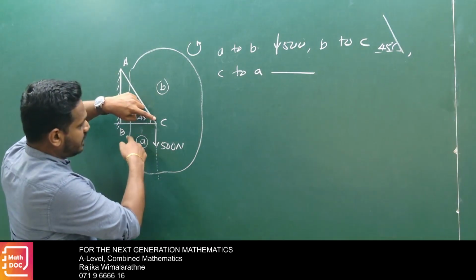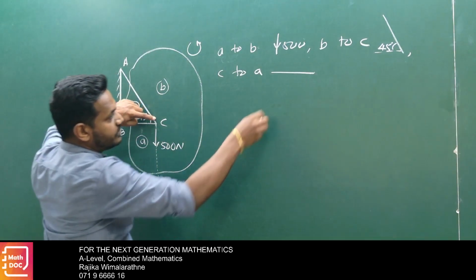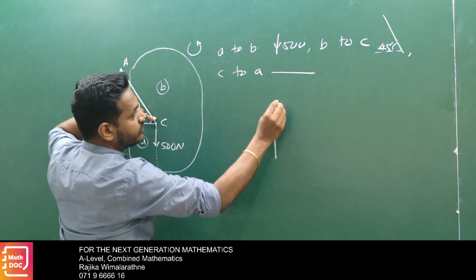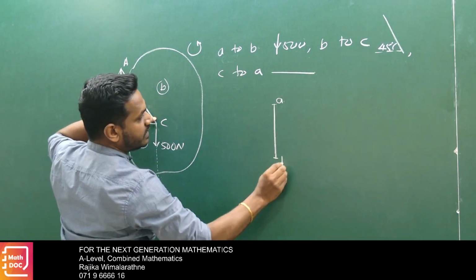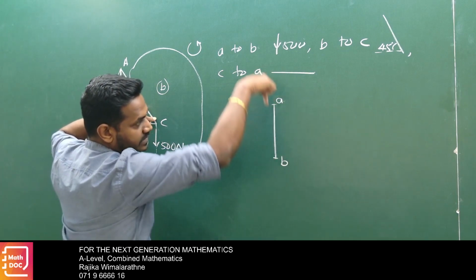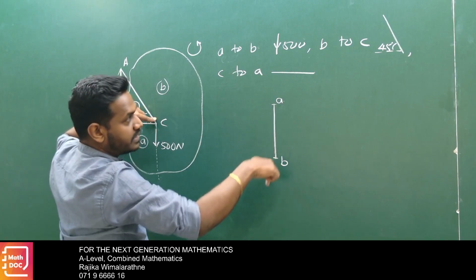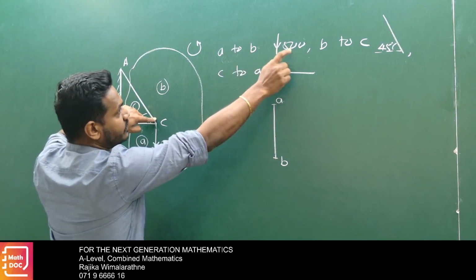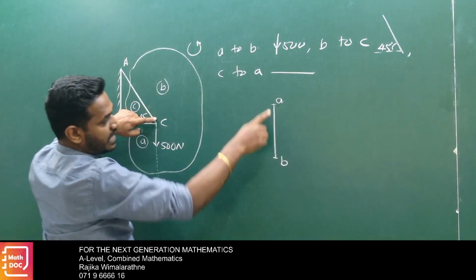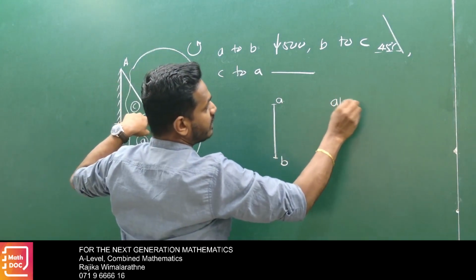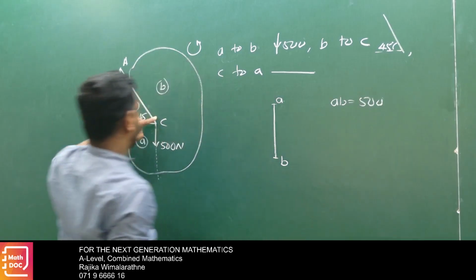Then consider here A to B downward 500. You sketch this way. A to B downward means you take A here, B here. When you go A to B, we move downward, no? Then the AB length you take as 500 Newton. AB equals 500. Then go further.